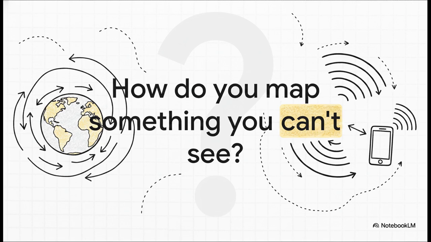How would you actually map something you can't see? Like the magnetic field that protects the Earth, or the Wi-Fi signal traveling from your router to your phone. I mean, these things are totally real. They have a shape and a direction, but they're completely invisible. So where do you even start?